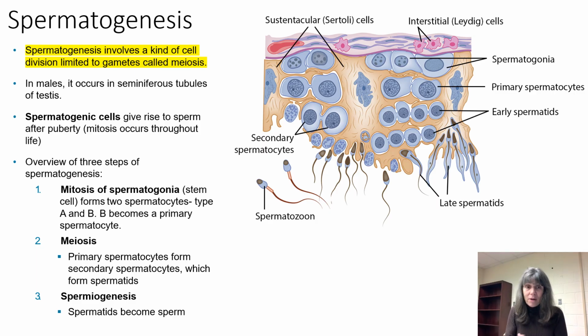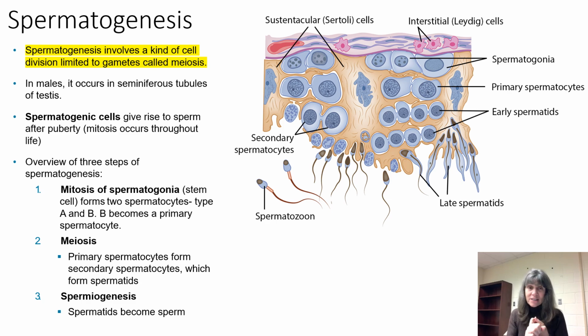But the type B primary spermatocytes are then going to undergo a special type of cell division known as meiosis. And during meiosis, primary spermatocytes will turn into secondary spermatocytes, which will form spermatids. And spermatids will undergo a special process known as spermiogenesis, where the spermatids become sperm. So those are important concepts to keep in mind.